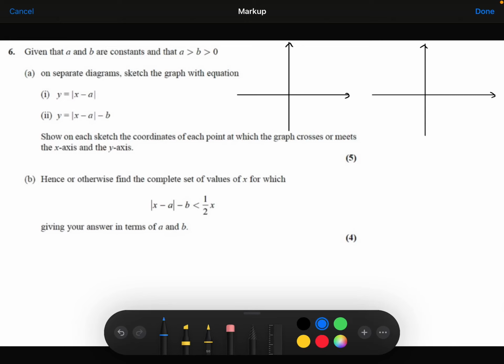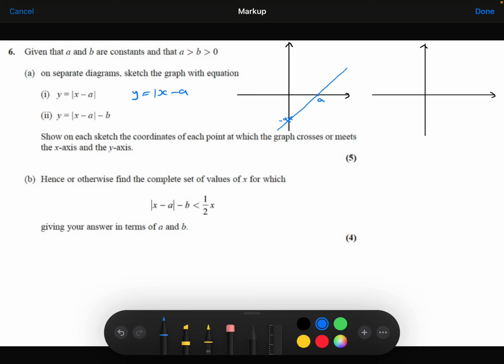Given that a and b are constants and that a is greater than b, that's greater than 0. Part A. On separate diagrams, sketch the graph with the equation y equals the modulus of x minus a. So first of all, let me just draw the graph of x minus a. So that's got a y-intercept of minus a, and it's got a gradient of 1. So along 1, up 1. So it's going to cut through here at a.